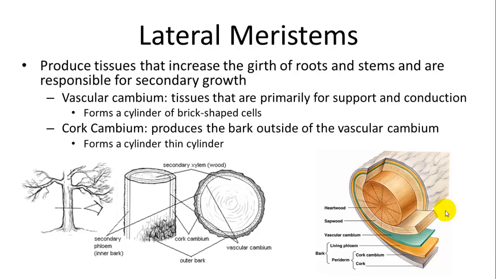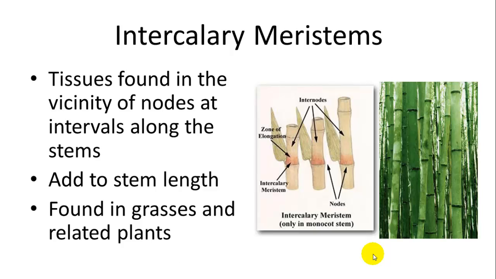The cork cambium then lies directly outside of that, superficial to that, and this is that dark brown layer here. And this produces the outer layer of bark. And this is a cylinder which is very thin.